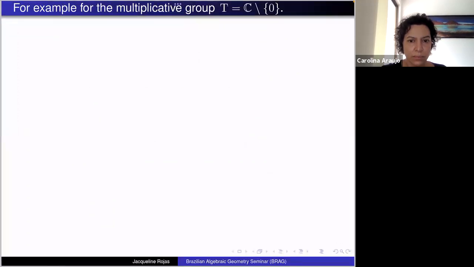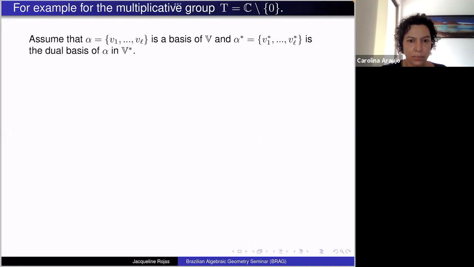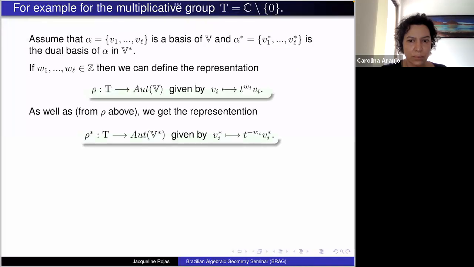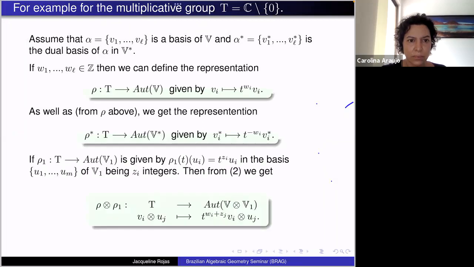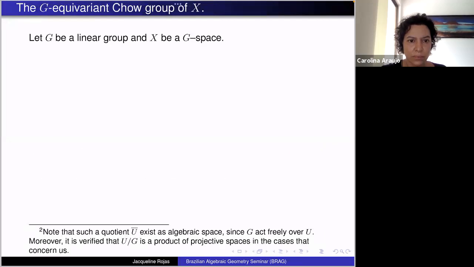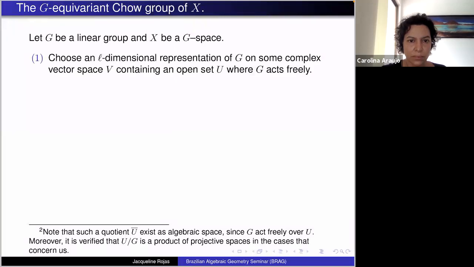Let's continue. Now I am going to speak about the G-equivariant Chow ring, the group. For that, we fix a linear group G and a G-space X. And what are the technical steps to do that?